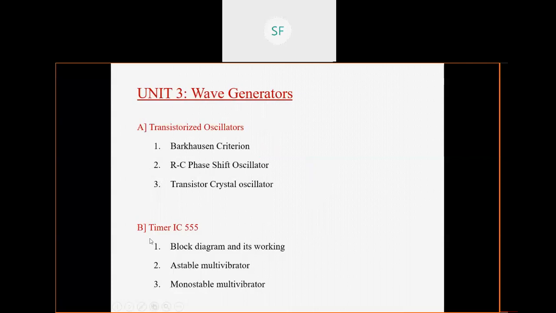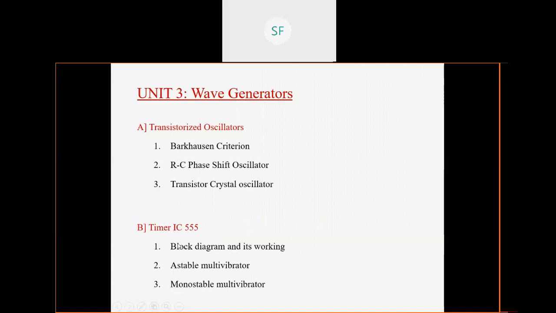Okay. So now in section B, we will get familiar with the timer IC 555. The IC 555 is often named as timer IC because its main application is to provide you at the output a square wave or rectangular wave. Okay.